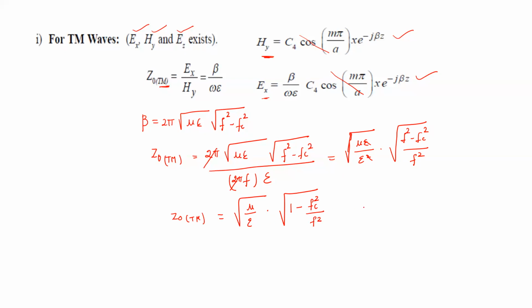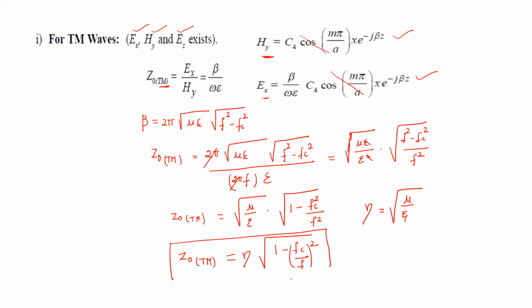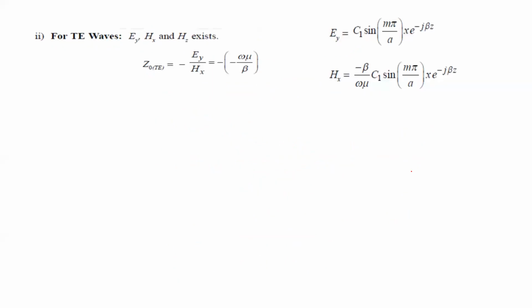Now we know that eta, intrinsic impedance, is nothing but root of mu by epsilon. So this term root of mu by epsilon can be replaced by eta, and the expression finally that we get for characteristic wave impedance of TM waves is going to be eta root of 1 minus fc by f the whole square. Now this is the equation for characteristic wave impedance of TM waves. Clear? The next is TE waves.